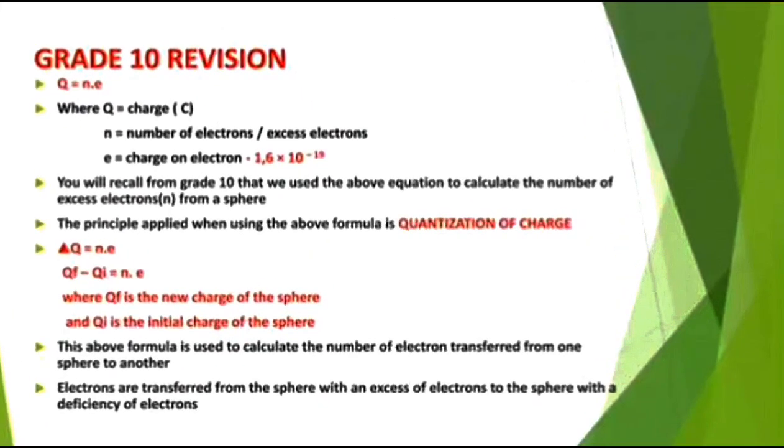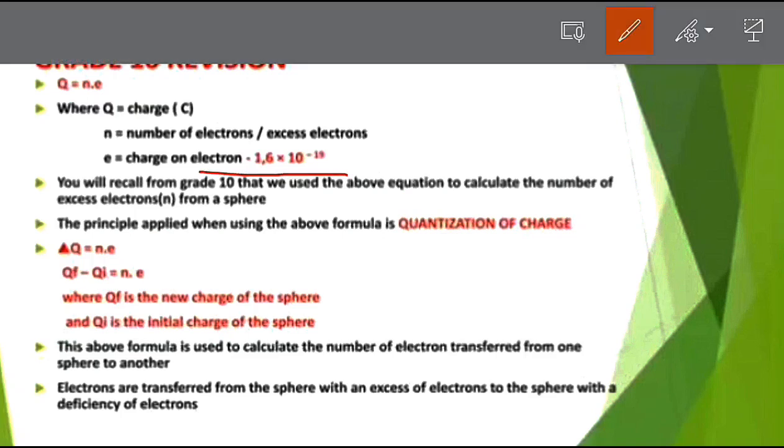Now we had this formula in grade 10, which is Q equals NE, whereby Q is the charge, which is always calculated in coulombs, so that's the SI unit. N is the number of electrons, which has no SI unit. If you have 5,000, you just say 5,000 electrons. And E is the charge on an electron. It is on the data sheet, given as -1.6 times 10 to the power of -19.